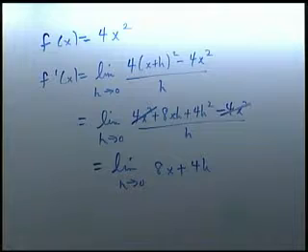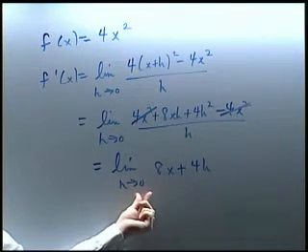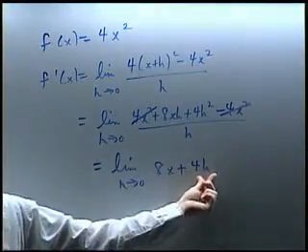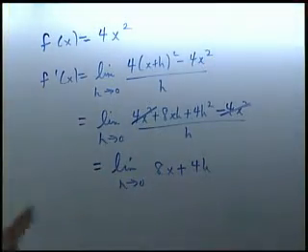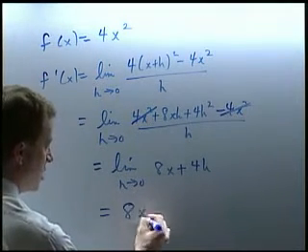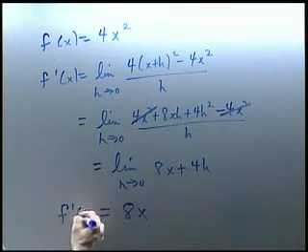Now, the last part of this then is we want to take the limit as h gets close to 0. Actually, we can plug in 0 here, can't we? Because we don't get division by 0 or anything else goofy like that. So we end up with a final answer here for this derivative function of 8x.